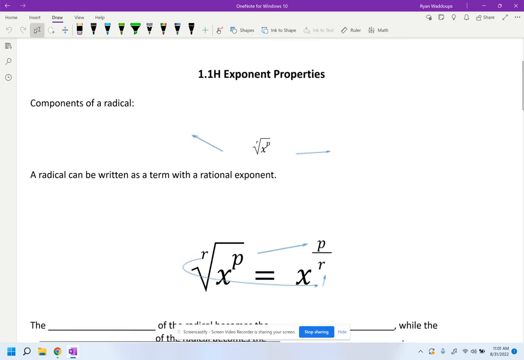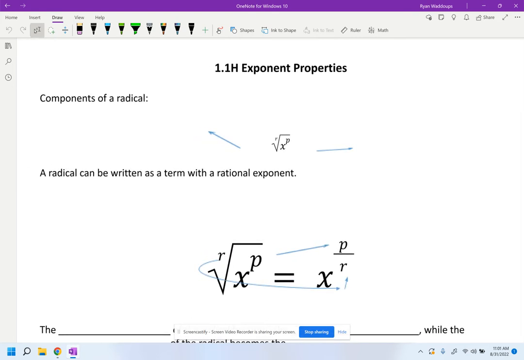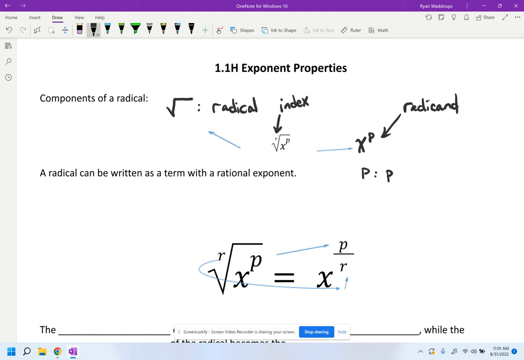First, we're going to talk about the components of a radical. We've got this part, and that is the radical. The r is the index, and x to the p is what's called the radicand. And then p is the power. P is the power or the exponent.